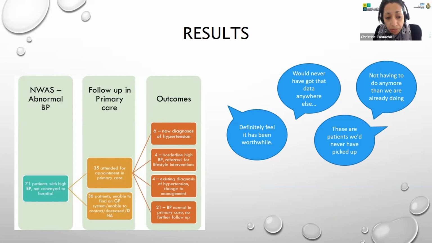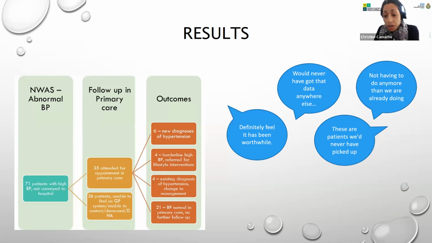So what we found from that is, from the cohort of 35 people who came and had an appointment in primary care, there were 6 new diagnoses of hypertension. There were 4 people who had borderline high blood pressure who were referred for lifestyle interventions. There were 4 people who had an existing diagnosis of hypertension and they had changes to their management. And the remaining 21 people, their blood pressure was normal when it was taken in primary care, so there was no further follow-up.